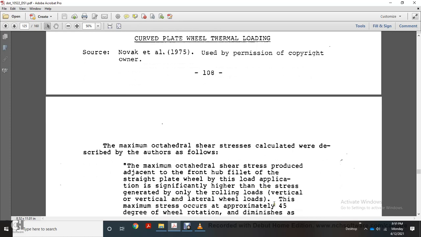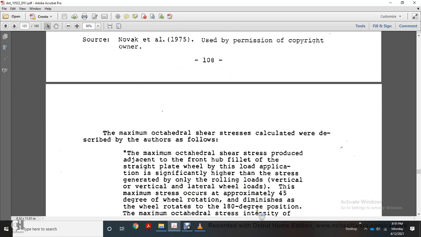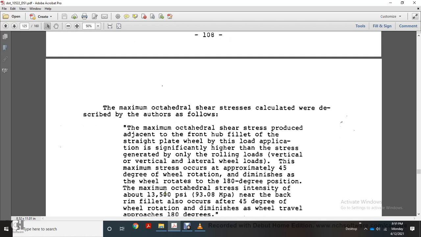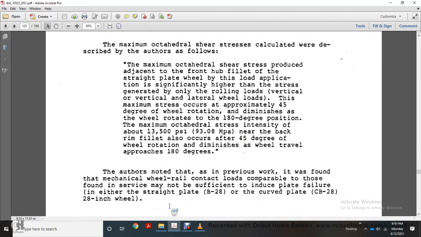This maximum stress occurred at approximately 45 degrees of wheel rotation. The wheel was then rotated 180 degrees to position the maximum octahedral stress intensity of about 13,500 psi near the back of the rim fillet. This also occurred after 45 degrees of wheel rotation and diminished as the wheel traveled over, reaching 180 degrees.